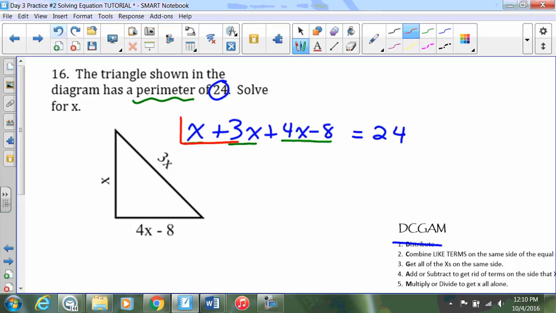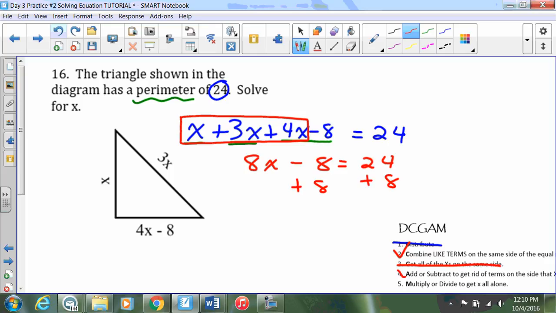So let's see. X and 3X and 4X are all like terms. So we've got an X, we've got 3 more X's, and then 4 more X's. Altogether, we have 8 X's. So we combined. We don't need to do this. And now let's add 8 to both sides. We'll have 8X equals 32. And then the very last step, divide both sides by 8. So that means X equals 4. Okay.